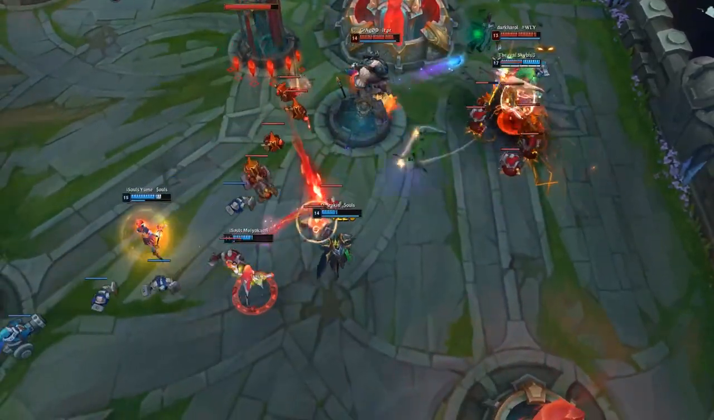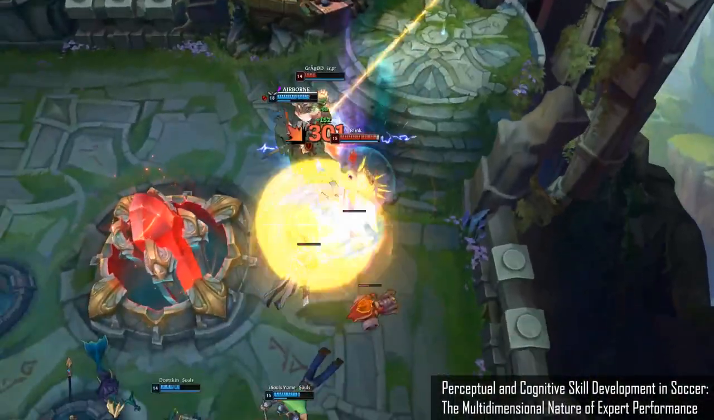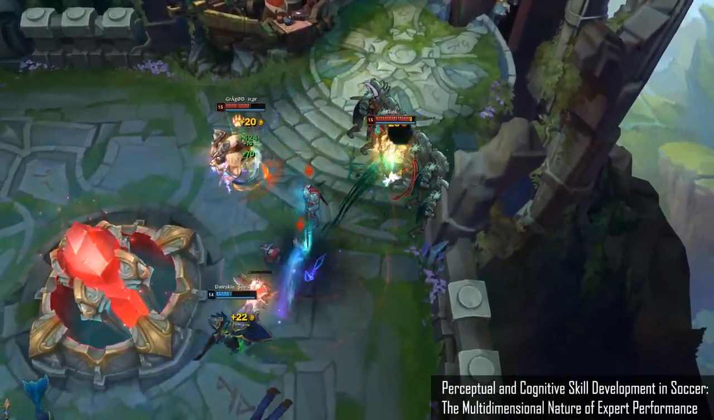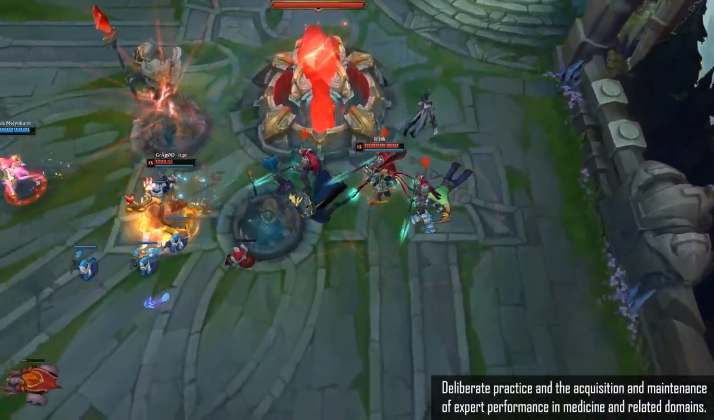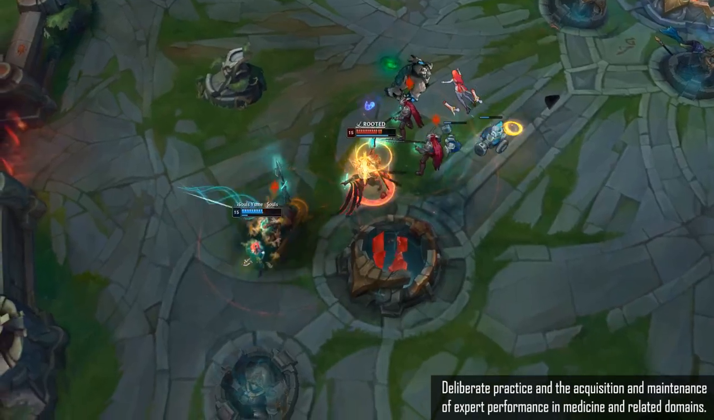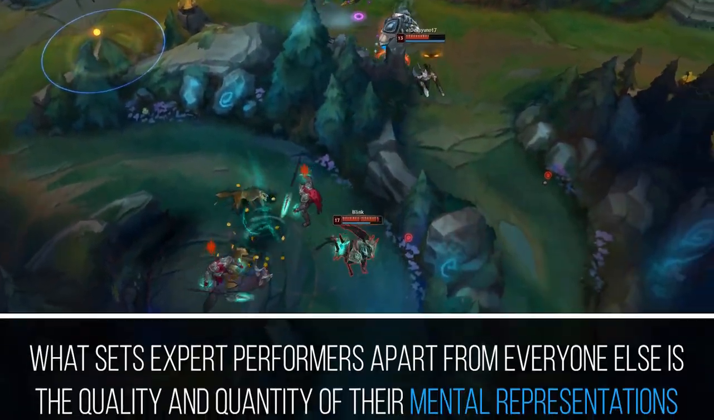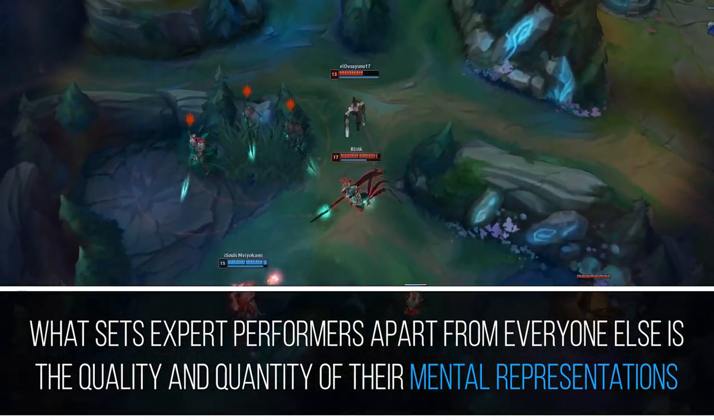But this doesn't just limit to remembering digits. For example, when soccer players and non-soccer players watch a clip of a soccer game, the soccer players are much better at remembering where all the players on the field were and predicting what would happen next. Or when expert surgeons have to perform surgery, they have developed mental representations that they use in planning the surgery, in performing it, and in monitoring its progress so that they can detect when something is wrong and adapt accordingly. What sets expert performers apart from everyone else is the quality and quantity of their mental representations.